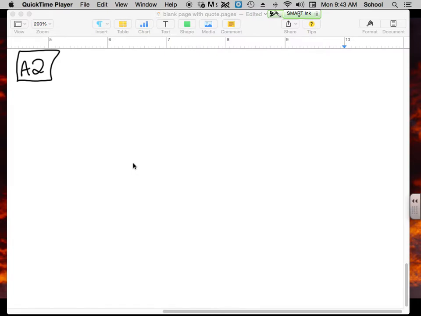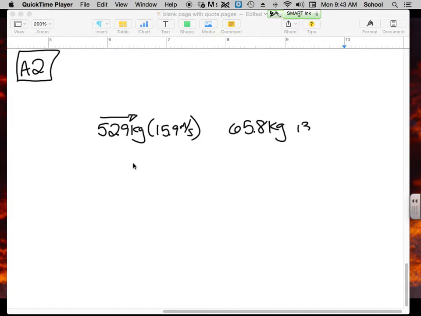Okay, in problem A2, we have two rams that are fighting. So ram A is running this way. He has a mass of 52.9 kilograms and has a velocity of 15.9 meters per second. Ram B has a mass of 65.8 kilograms and he is moving at 13.7 meters per second.